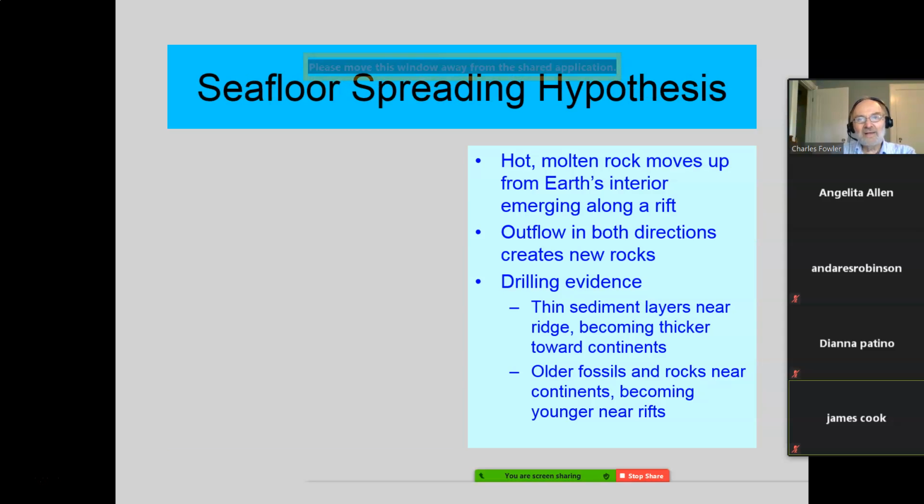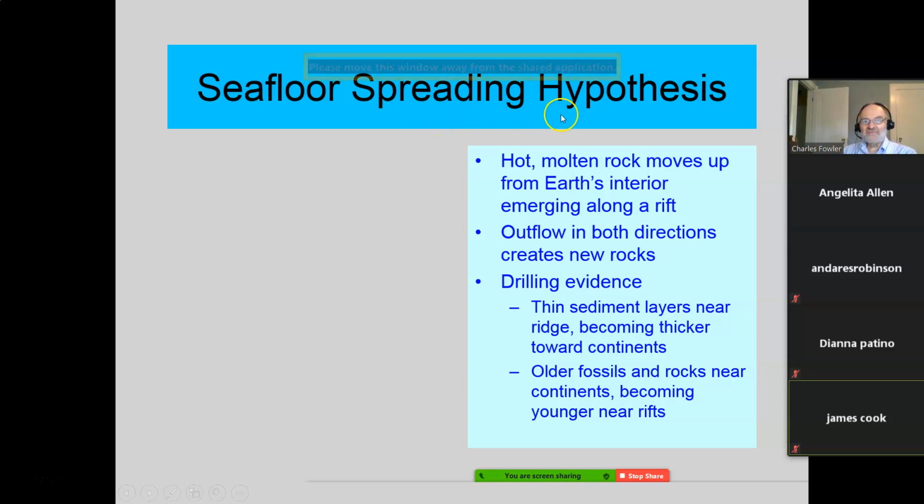Now, here's the seafloor spreading hypothesis. This is on page 466 or 18-9. Now, how are we doing on time? Okay, almost 3 o'clock. We've been going at it for about an hour and 45 minutes. So let's go a little bit longer.